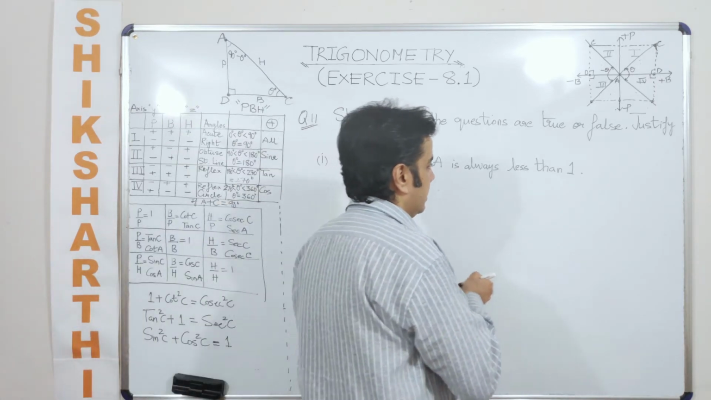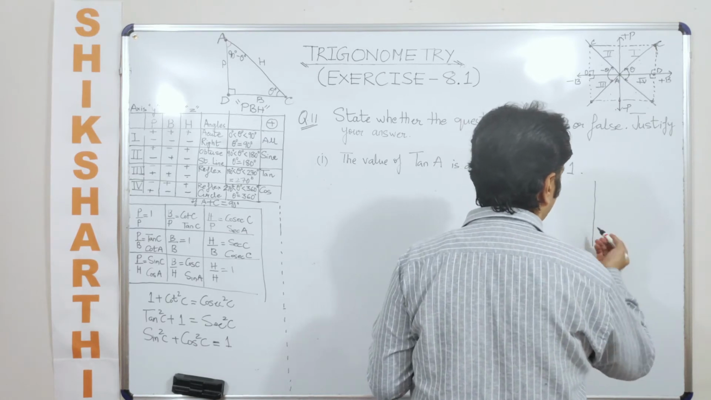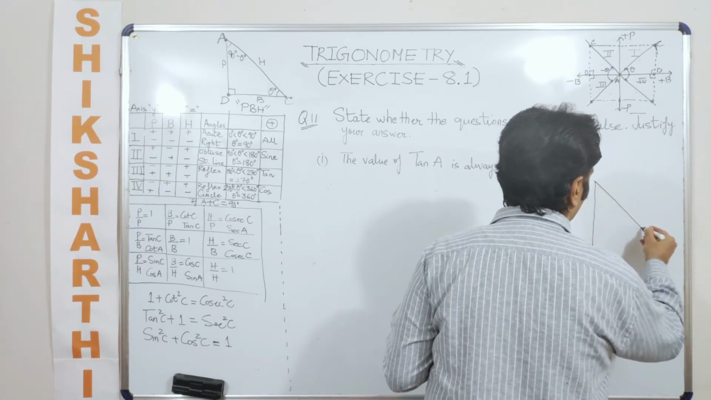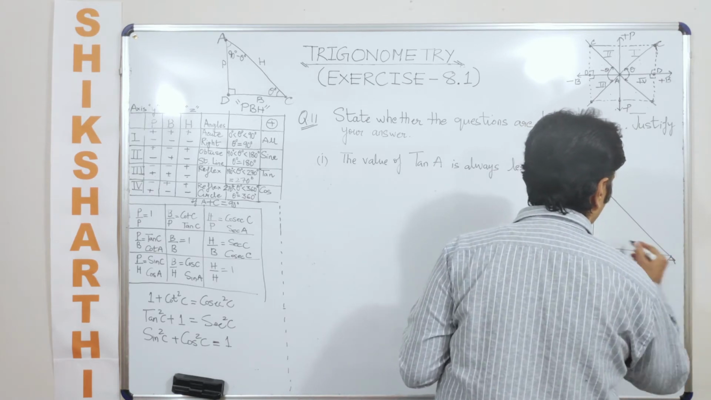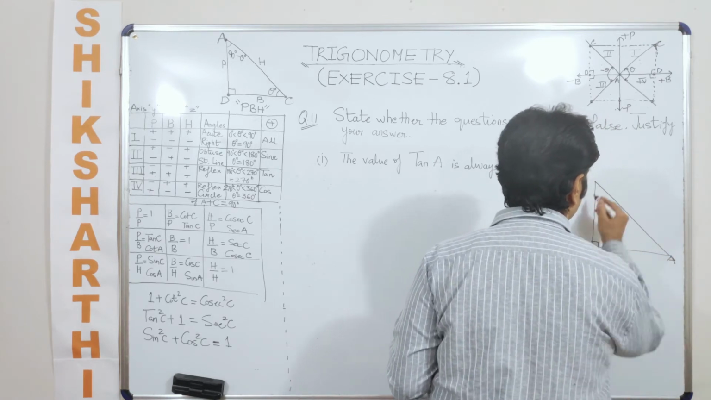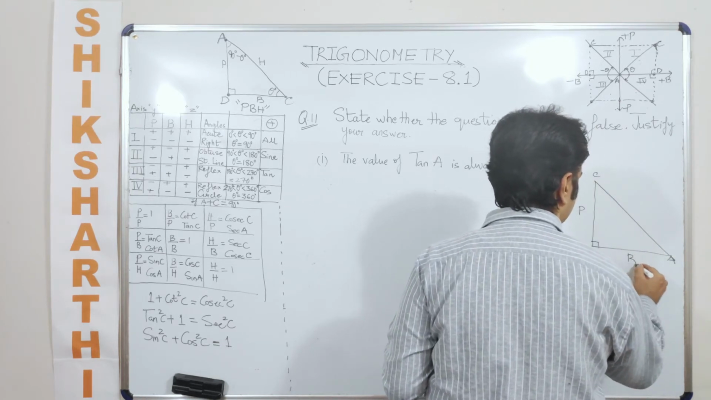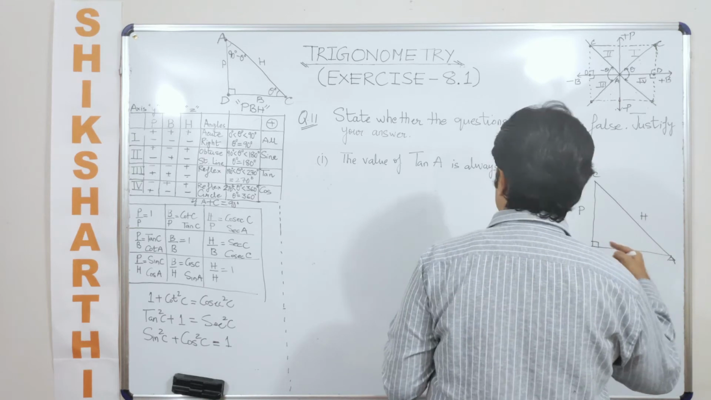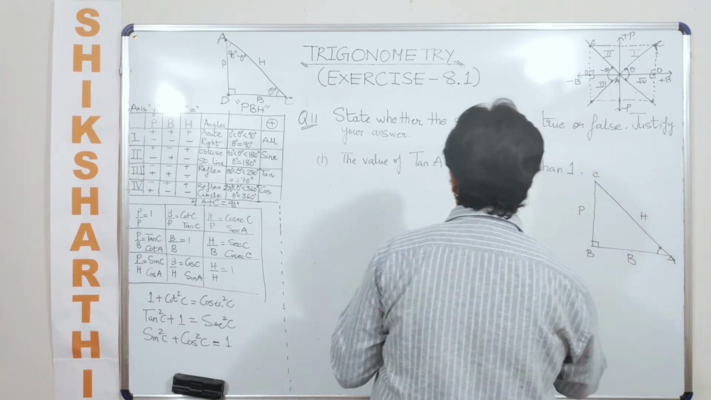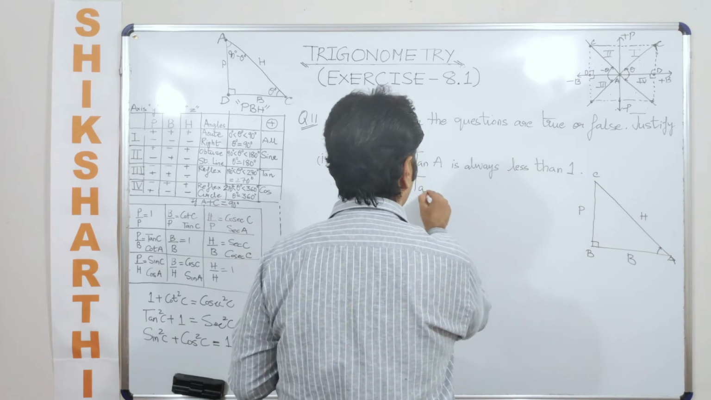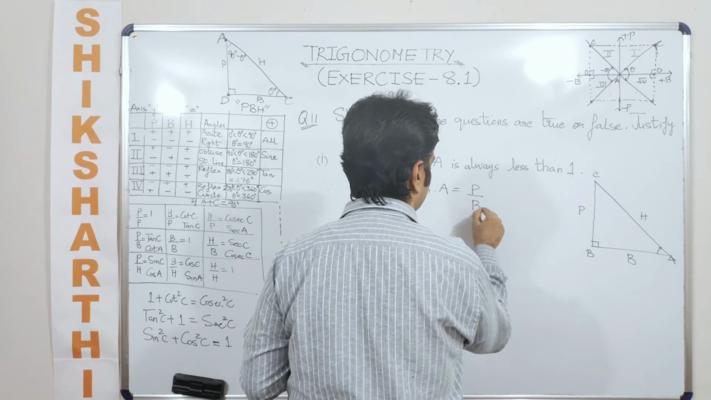For this it will be better if we just draw a triangle and see what happens. Here I am taking a different orientation. Let's say this is the angle A, this is a right angle and this is C. So this becomes my perpendicular, this is my base and this is my hypotenuse. Here I am talking about this angle A, and we know that tan A is equal to perpendicular upon base.